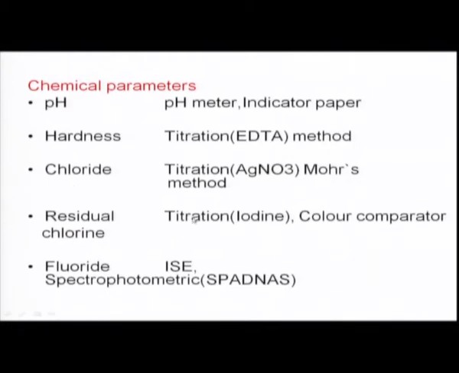And residual chlorine can again be estimated by titration using the iodine starch method, or sometimes nowadays a color comparator is also available. For chlorine, especially in wastewater treatment, you can have an on-the-spot measurement just by a color comparator.